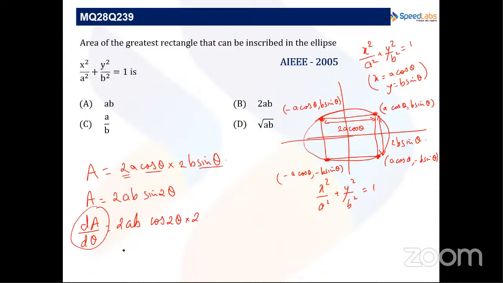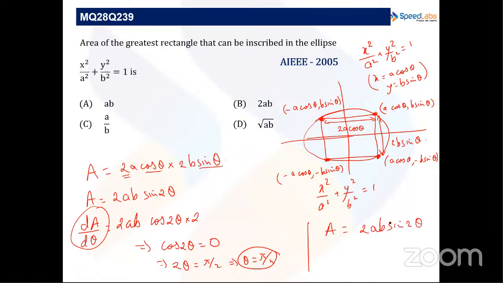For the maximum value of area, dA by d theta should be 0. So this implies that cos 2 theta equals to 0, which implies that 2 theta equals to pi by 2, that is theta equals to pi by 4. So theta equals to pi by 4 is our point for the maximum area. Our area was equal to 2ab sine 2 theta, and putting theta as pi by 4, pi by 4 into 2 will be pi by 2, and sine pi by 2 is 1. So our area will be 2ab. So the correct option is B.